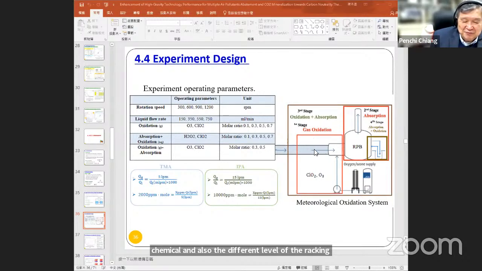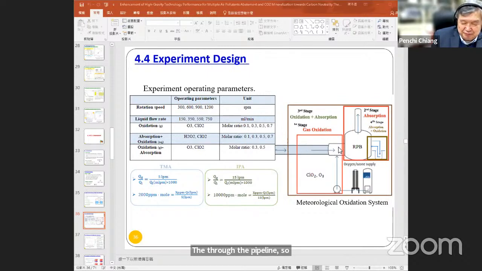Okay, so in the entire process, for example, if we generate the IPA, the VOC, through the pipeline, then we try to introduce chlorine dioxide and ozone in the pipe. So this is what we call the first stage for gas oxidation. That means the VOC can already be reduced through the piping, through the pipeline system.